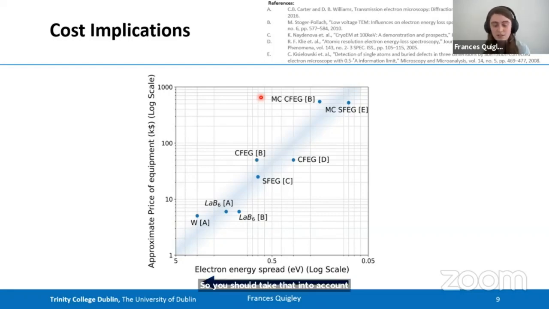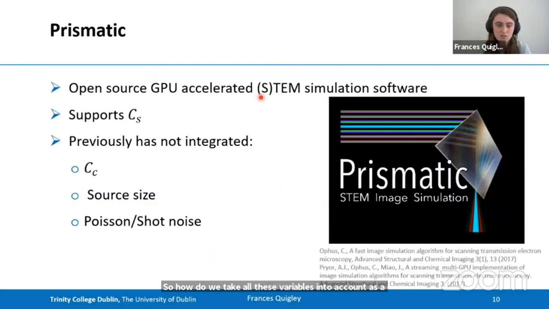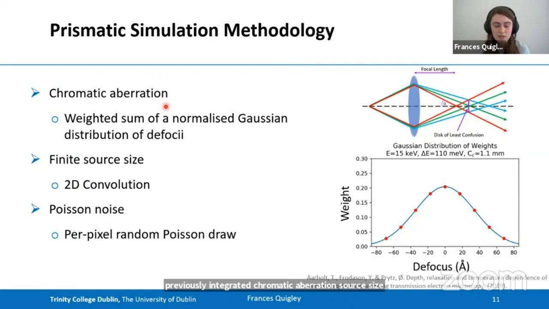So how did we take all these variables into account? Well, as I said previously, we ran simulations, and we actually used Prismatic to run these simulations. Prismatic is an open source GPU accelerated STEM simulation software. It previously supported spherical aberration, but had not integrated chromatic aberration, source size, or Poisson noise. Prismatic 2.0 now includes all these features, which we use for these simulations.